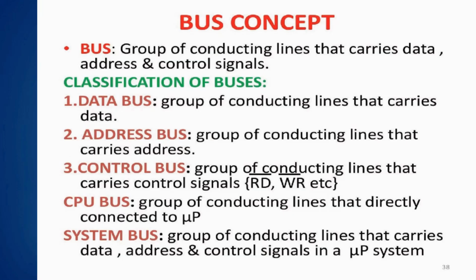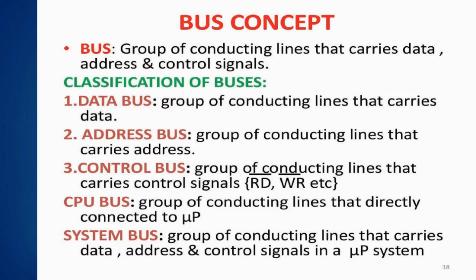And some of the bus concepts you should understand. A bus is a collection of wires, a group of conducting lines that carries data, address and control signals. So all the wires here we call the bus. The data bus is a group of conducting lines that carries only the data. The address bus carries only the address, where your data is to be stored and where your data is available. The control bus is the grouping of conducting lines that carries control signals.